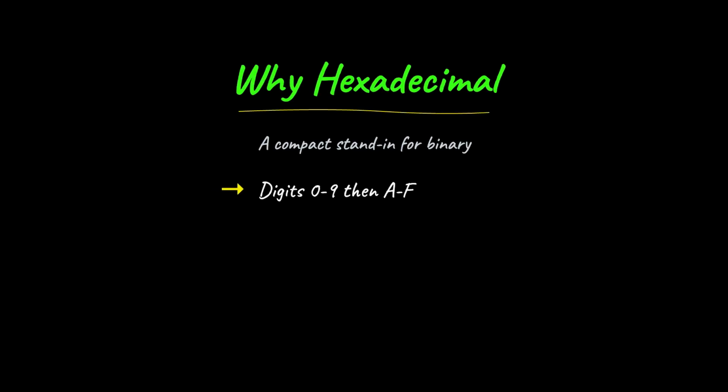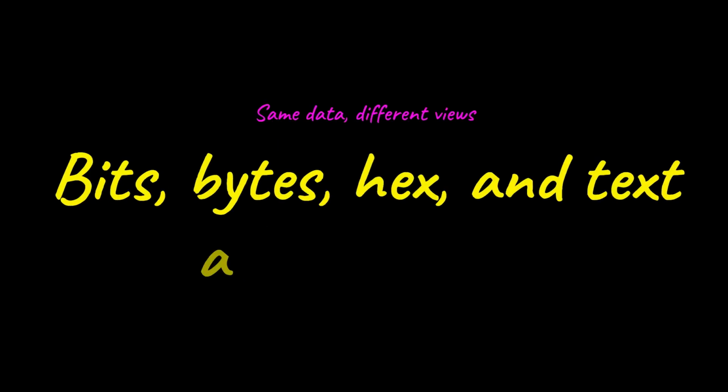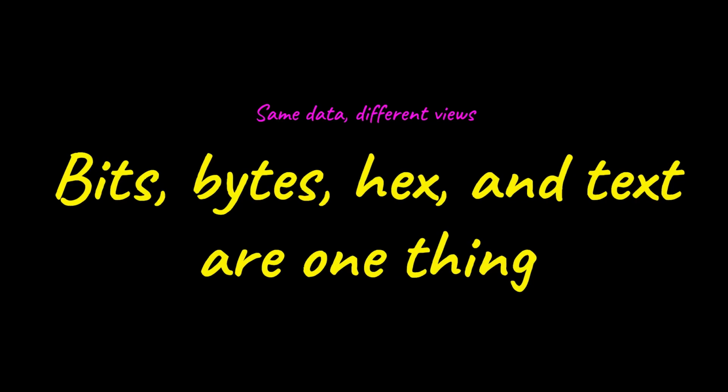Long strings of zeros and ones are hard to read, so cryptographers write binary in hexadecimal instead, using digits 0 through 9 and letters A through F. 1 hex digit equals 4 bits, and 2 hex digits equal 1 byte, which is why keys, hashes, and ciphertext are almost always shown in hex. A 256-bit key is just 32 bytes, and a 64-character hex hash is exactly 256 bits. Once you see bits, bytes, hex, and character encodings as the same data in different clothes, cryptographic specifications stop being jargon and start making sense.